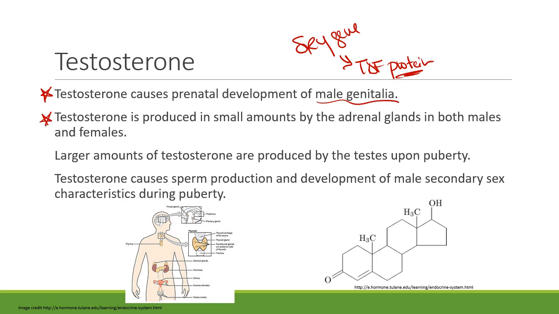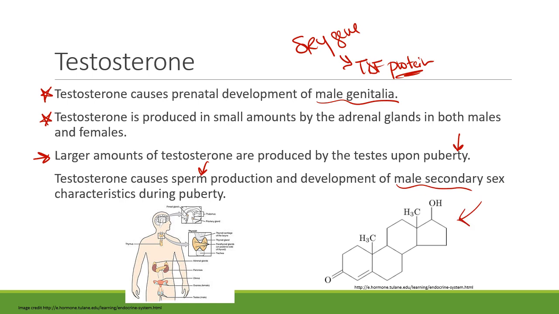Testosterone is actually produced in small quantities by the adrenal glands in males and females, but the great majority of testosterone comes from the testicles, from the testes, and that begins during puberty. So big increase in testosterone levels during puberty. That is going to stimulate the production of sperm and also develop male secondary sex characteristics like body hair and facial hair, increased muscle mass.